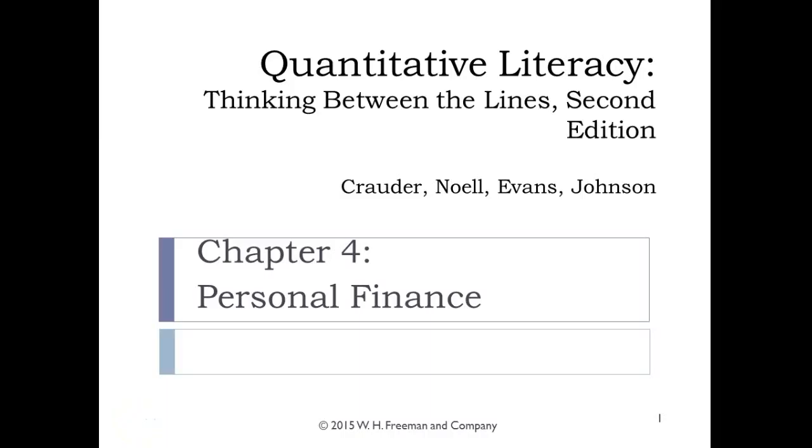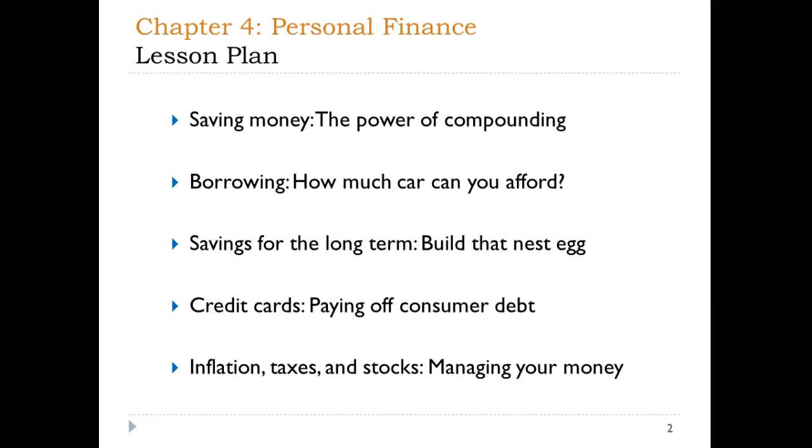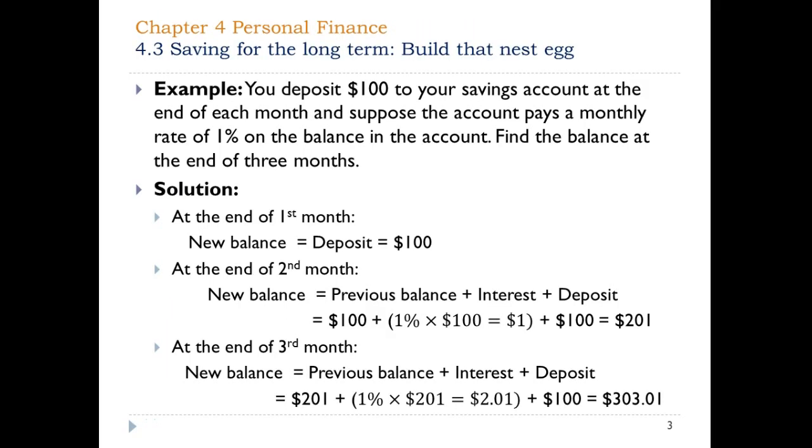Chapter 4 Personal Finance, Section 4.3: Saving for the Long Term, Build a Nest Egg. Example: you deposit $100 to your savings account at the end of each month and suppose the account pays a monthly rate of 1% on the balance in the account. Find the balance at the end of 3 months.